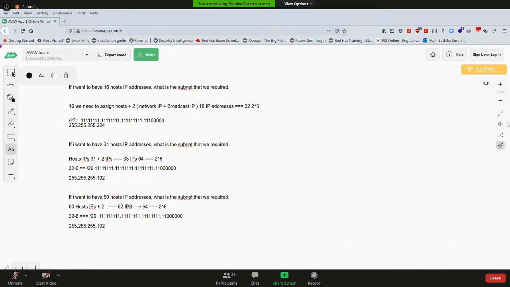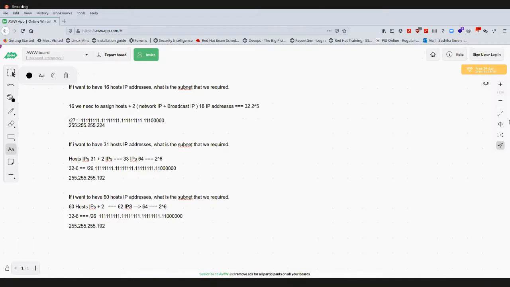So they will remember that IP for about a 3 day period and they will give you the same IP address that they assigned previously.